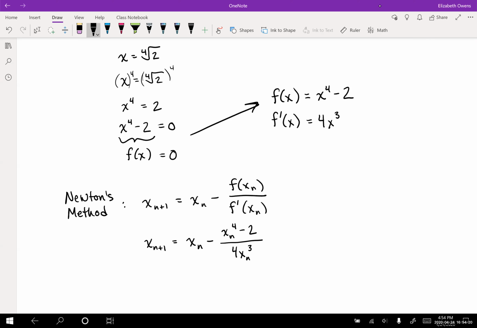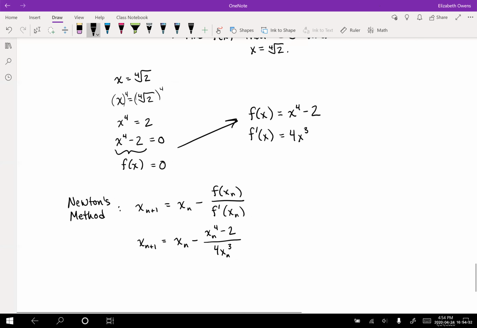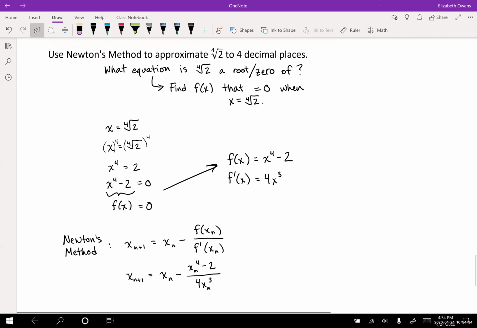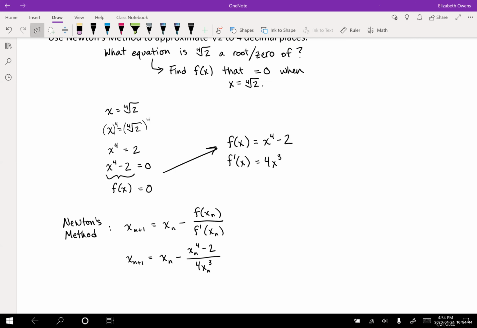Now we need to find an x sub 0 or x naught value. So let's think about this. The fourth root of 2, well, we know we want x to the fourth to equal 2. So let's think about ballpark where that's going to be. And don't just type it in on your calculator quite yet. We'll use that to check at the end, but we're going to do this from scratch here.